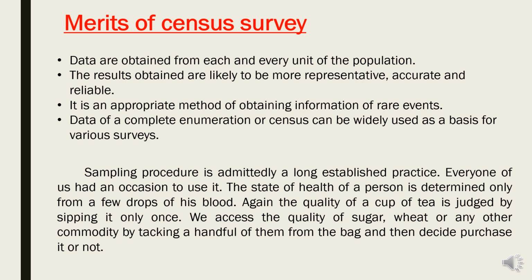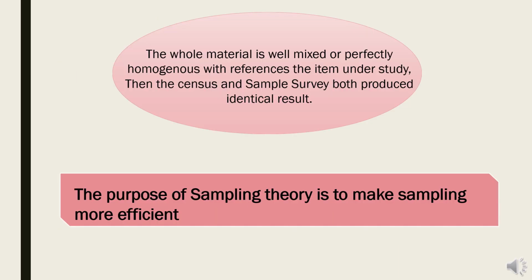A housewife normally tests the cooked product to find out if it is properly cooked and contains the proper quantity of salt. In this example, and possibly many others, little attention needs to be paid to the selection of the sample size. If the whole material is well mixed or perfectly homogeneous with reference to the item under study, then census and sample survey both produce identical results.